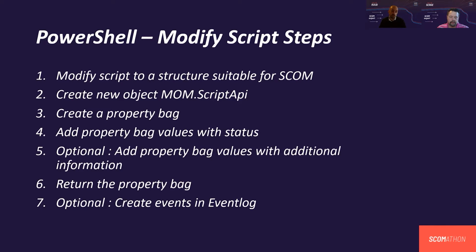Last but not least, you need to return the property back to SCOM. And there's still an optional item: you can create events, for example, in the event log. This could be that your script started, that your script stopped, or some additional information, even if things, for example, failed. All of these things can be brought in, but are optional in this case for the PowerShell script.